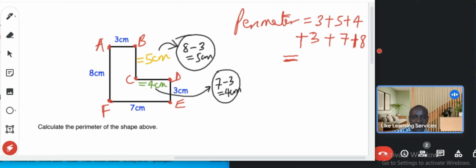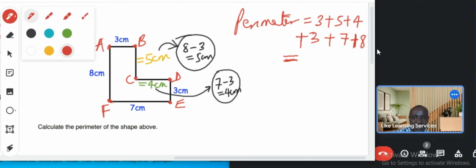So we have 3 plus 5 plus 4 plus 3 plus 7 plus 8, starting from A. You can start from anywhere, but you must come back to where you started. If you started from A, you must go around and come back to A. So let's add up everything. 3 plus 5 is 8. 8 plus 4 is 12. 12 plus 3 is 15. 15 plus 7 is 22. 22 plus 8 is 30. The answer is 30 centimeters.